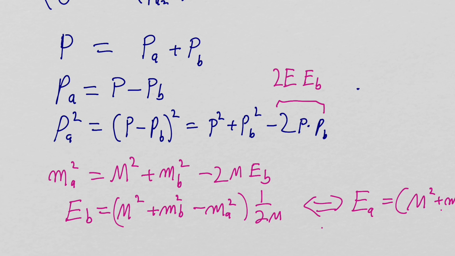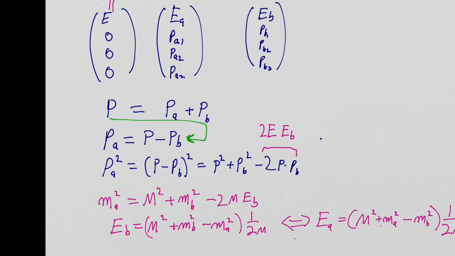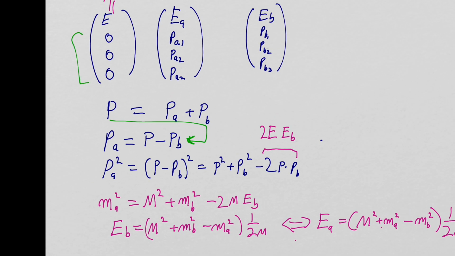This dot product is easy to evaluate as long as I went from this to this, because of all of these zeros in the parent, it's very easy to calculate the parent dotted into this. It's only the first term that survives, right? E times EB. That's exactly what we have here. So this gets replaced by 2 times the energy of the parent particle and the final energy of the second daughter particle. And of course, the energy of the parent particle is just m.